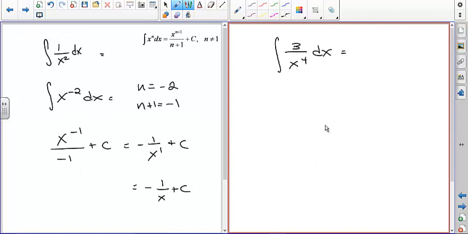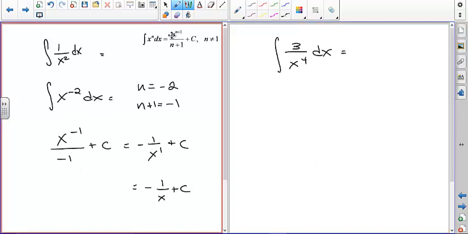So why don't you guys try that one? See what you get. There's the formula up here. N is not equal to 1. Actually, that should be -1.